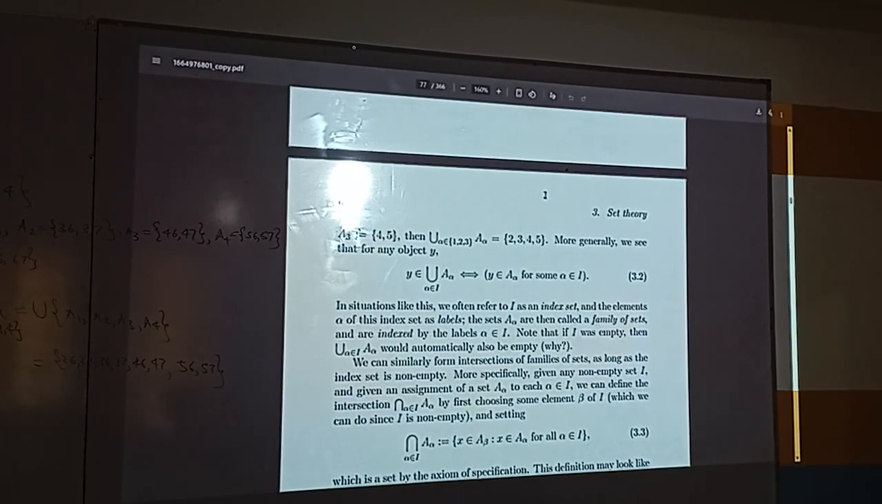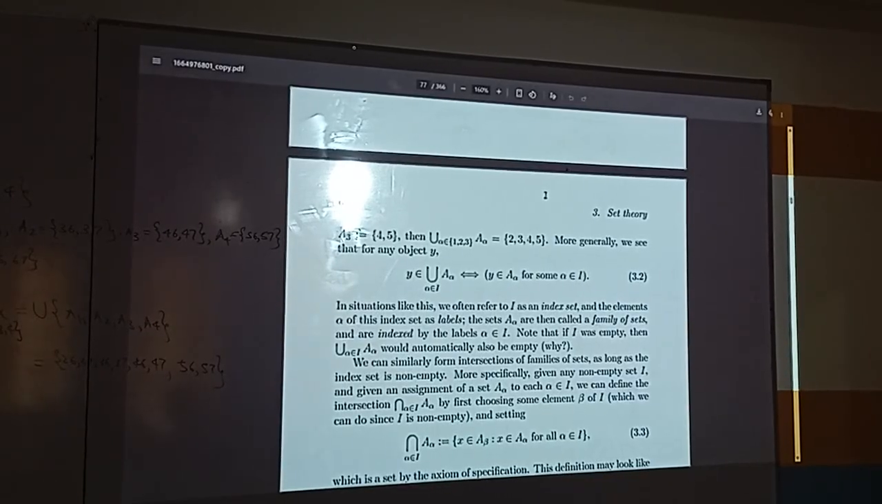Note that if I was empty, then the union of A alpha, alpha belongs to I, would automatically also be empty. If I is empty, there is nothing to take the union of. So when you take the union, you write the braces first, then you write the members. Nothing to write, so it is empty.